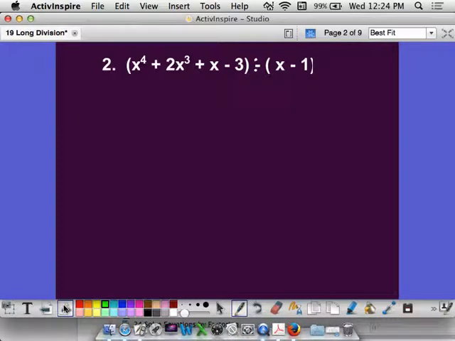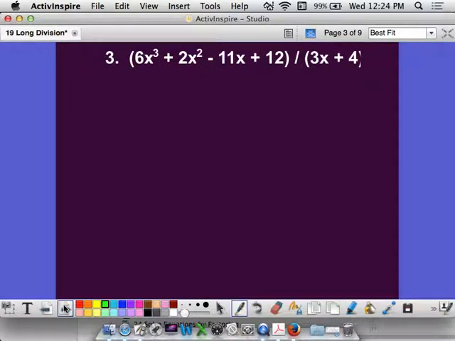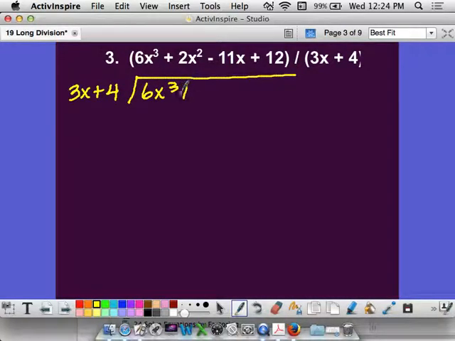All right, let's look at another. Notice that this is written a little differently. It has a little division symbol right here. So I'm going to set it up, checking first to make sure I have everything: x to the 3rd, x to the 2nd, x to the 1st, and then my constant, so I do. So I'm going to set it up. 3x plus 4 divided into 6x cubed plus 2x squared minus 11x plus 12. Okay? I'm going to move the problem out of the way.